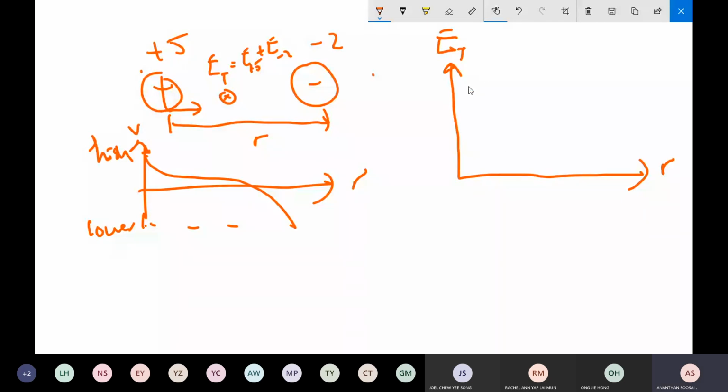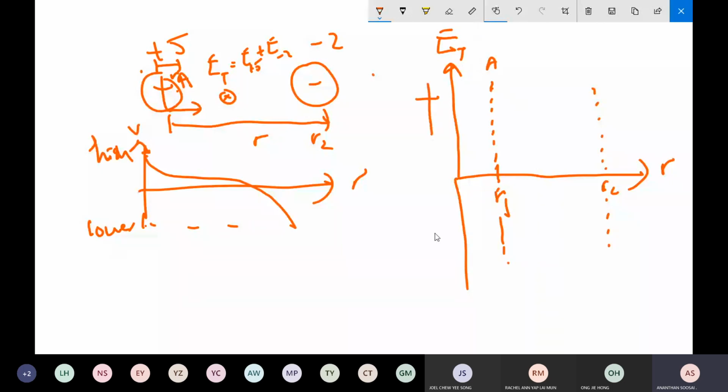So at the beginning, we start here. I start with R1. R1 means the radius of the first sphere, and the radius of the second sphere is R2. So I put the R2 here. I want to start from here. So the electric field close to R1 will be positive or negative? Anyone? I choose this point A. At point A, the total electric field strength will be positive or negative?